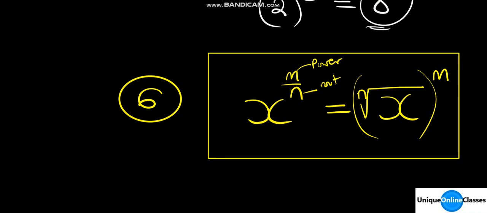Let's say 81 to the power 1 over 4, that is the same as writing the fourth root of 81 to the power 1. So you can do that one.